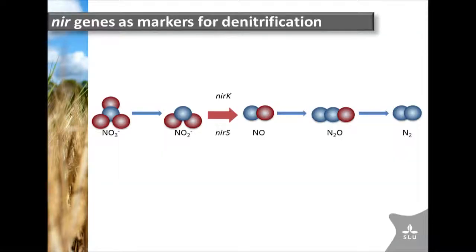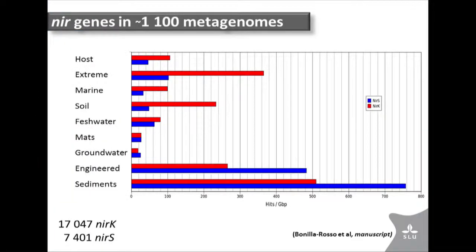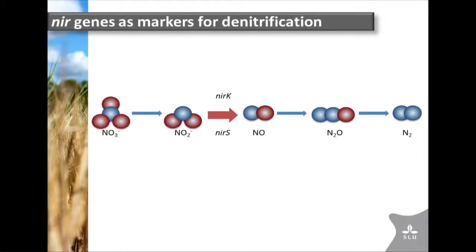Now, we heard before that it's difficult to target denitrifiers by a taxonomic approach since they are so diverse. So therefore, we're often using marker genes that encode steps in the denitrification pathway. And it's very common to target the nir genes that code for nitrite reduction. And there are two different types of that. So those are the common markers for denitrification.